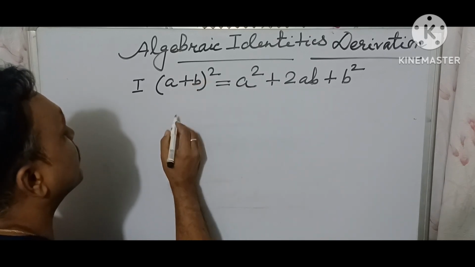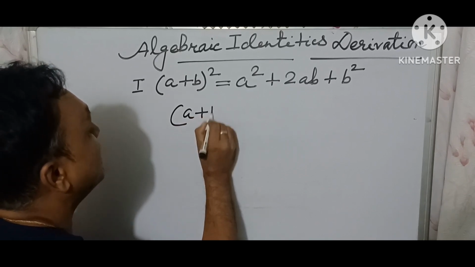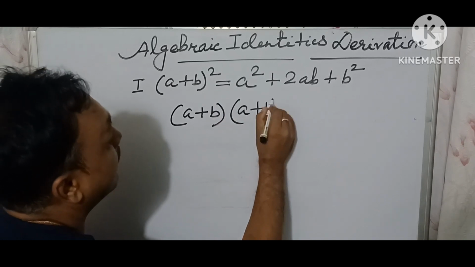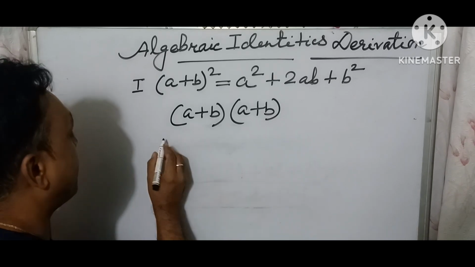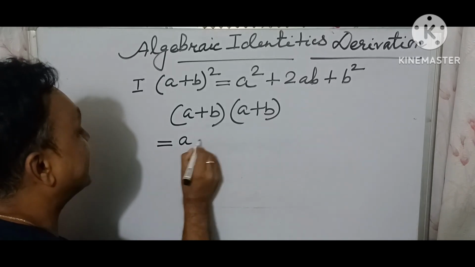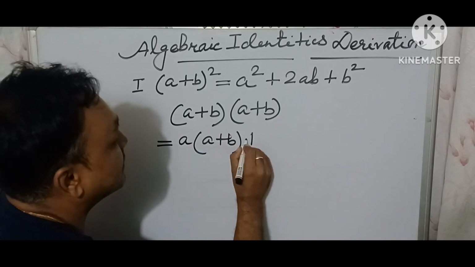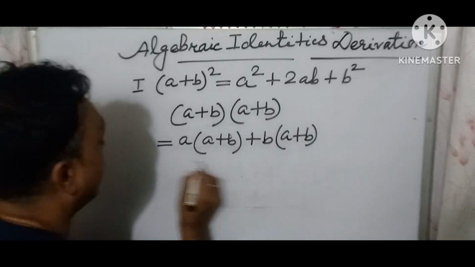So (a + b)², we have to write it twice: (a + b) into (a + b). Now we are going to use the distribution property. So a multiplied with (a + b), again plus b multiplied with (a + b).